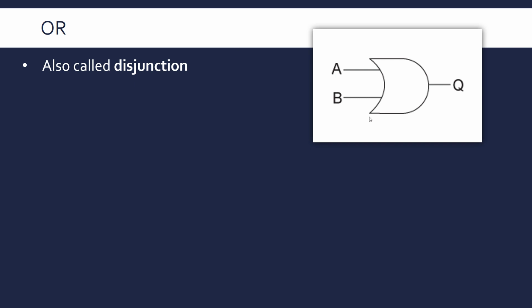The second operator is slightly more complicated. This is OR, and it's also called disjunction, so remember that. And it looks a bit like this in terms of a logic gate. Make sure you remember what these logic gates look like.